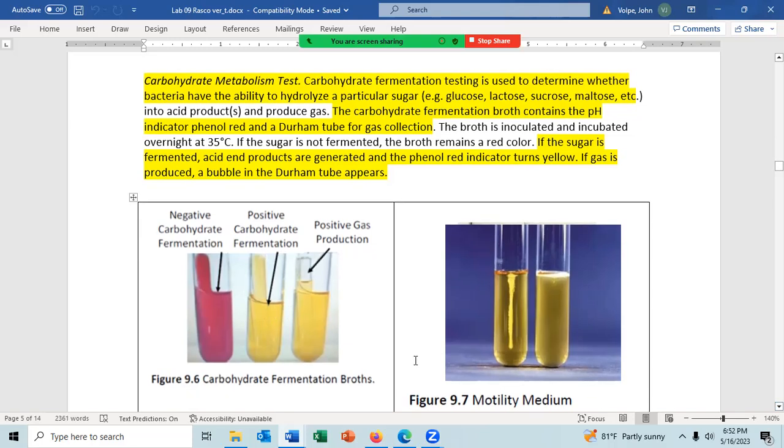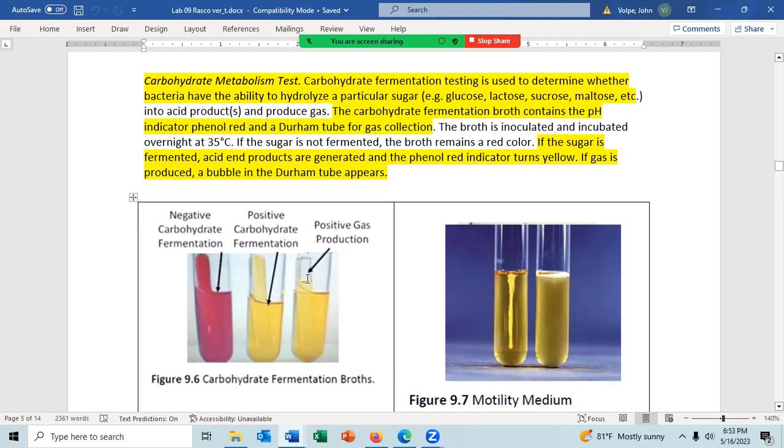The tube has an inverted Durham tube in it, filled with media. And if the bacteria can ferment the sugar, it will be positive, but we don't call it positive. We call it A for acid. And if it ferments the sugar, as well as produces gas in the fermentation of the sugar, there will be bubbles that'll be trapped by the inverted Durham tube. And so this is positive for gas production. This we call AG for acid and gas production.